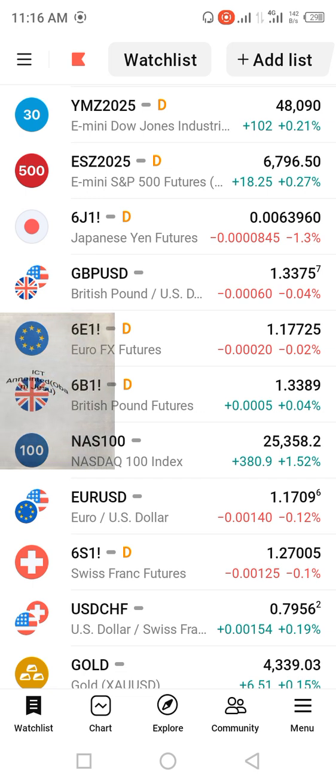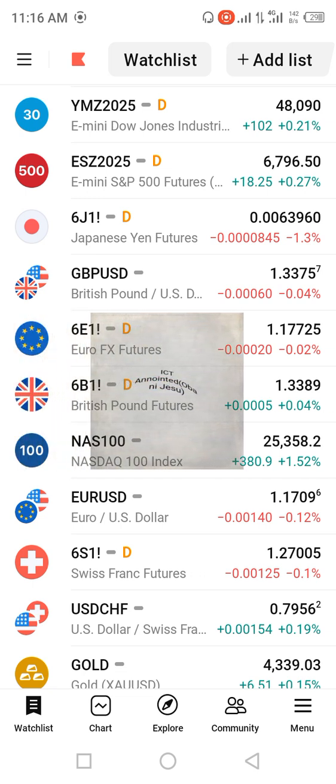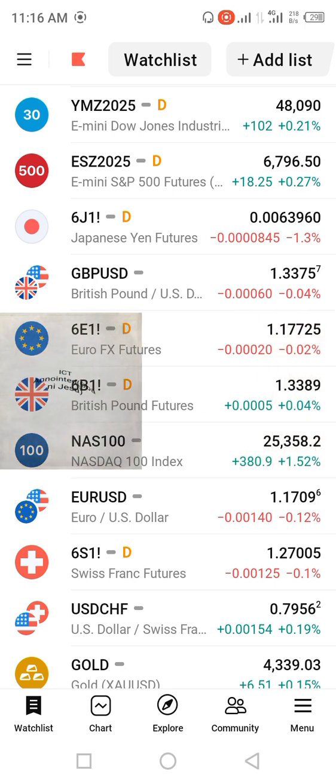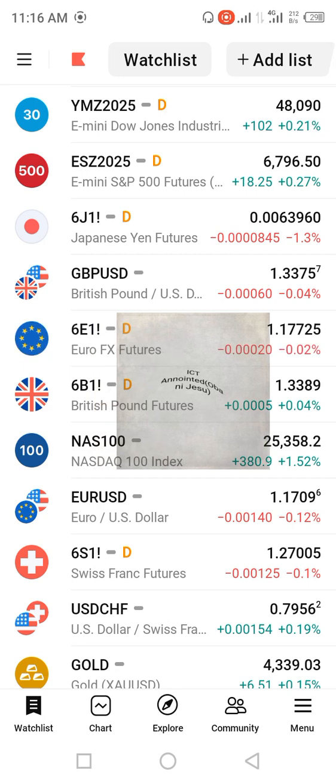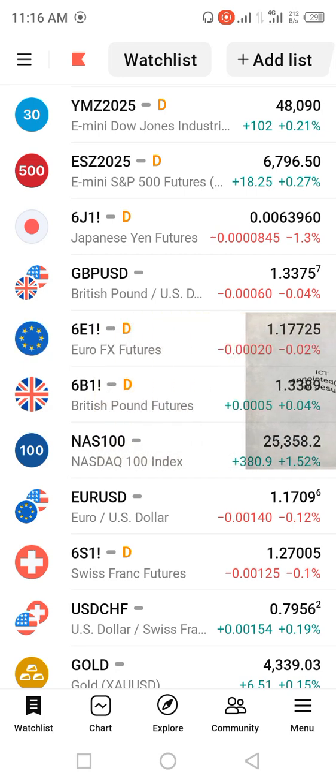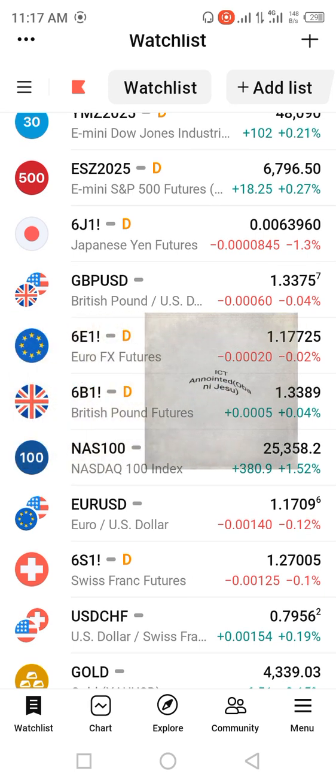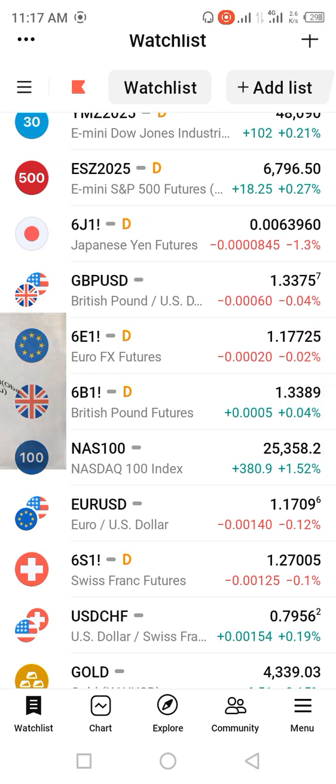Another way to trade it is, should you ignore the dollar index, then you should take your trades, your analysis, from the futures contracts of the euro. For example, if you are trading Euro USD, then you should be looking at 6E1! as the futures contract for the euro.